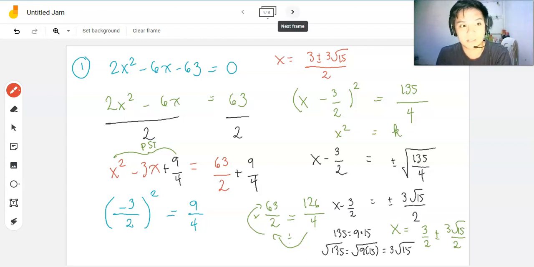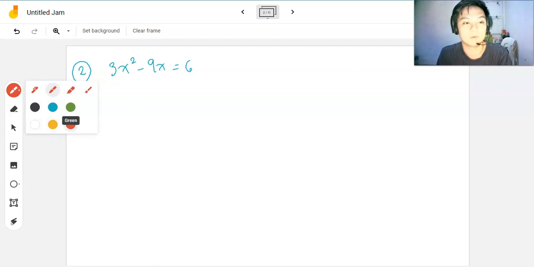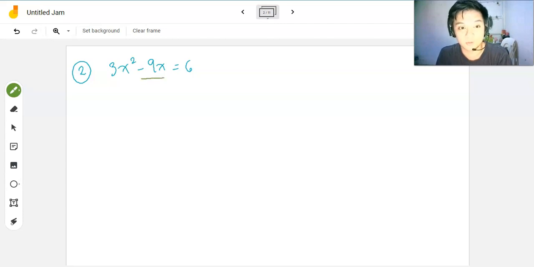Let's have another example. 3x squared minus 9x equals 6. In this particular example, we don't need to isolate na the terms containing the variable x since they are already isolated. Nasa kaliwa niya may mga x, tapos nasa kanan naman yung constant. So, what we can do is to divide na agad both sides by what? By the value of the coefficient of a, which is in this case 3. So, divide by 3, and then also the right side, divide by 3.